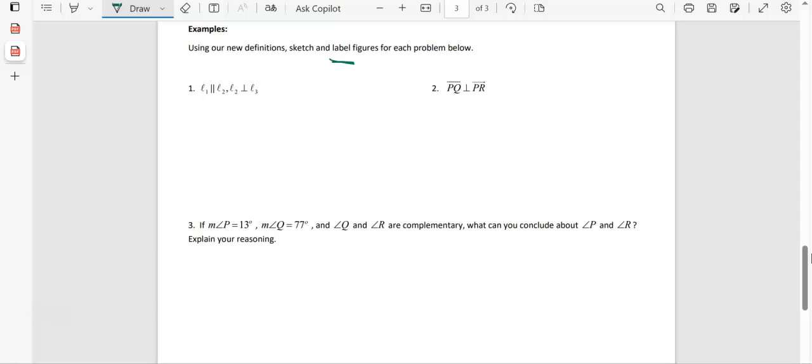So the first thing we're going to sketch and label is L1 is parallel to L2. Now, this is something I haven't talked about yet. We know that there's a couple different ways to name a line, if you recall that from lesson 1-1.